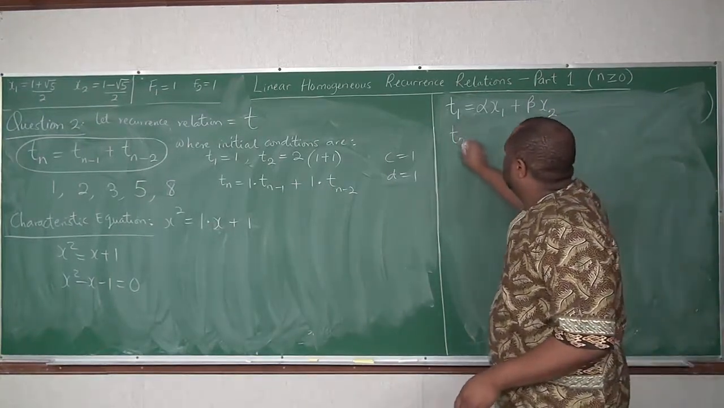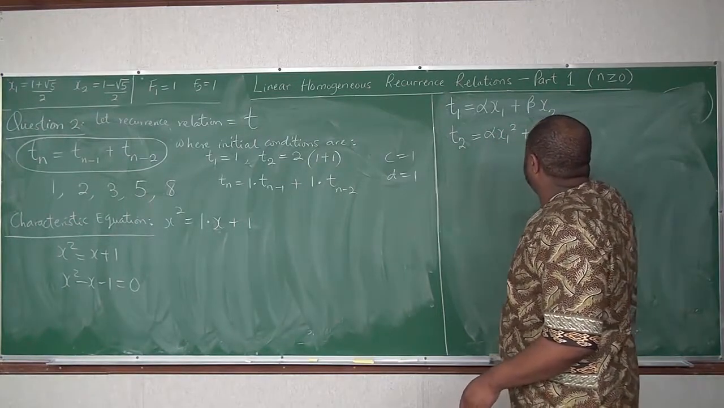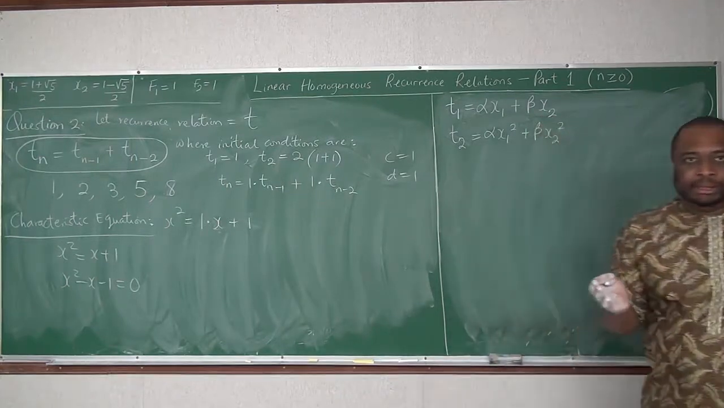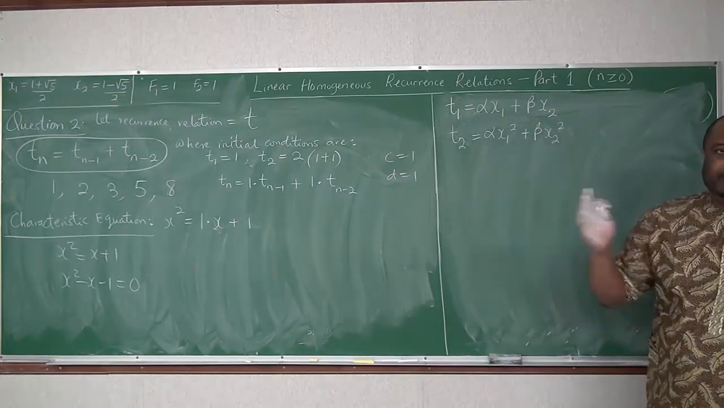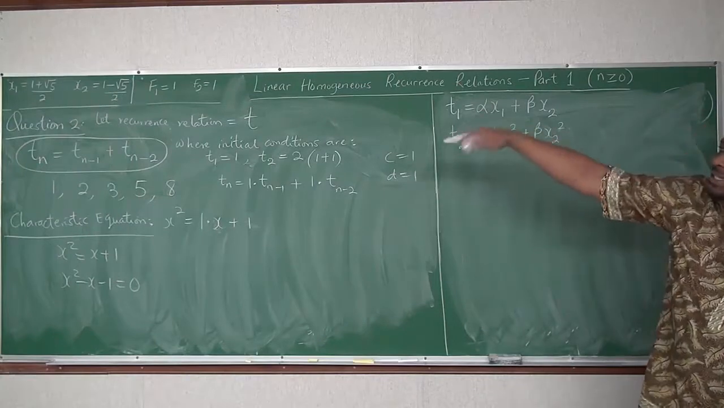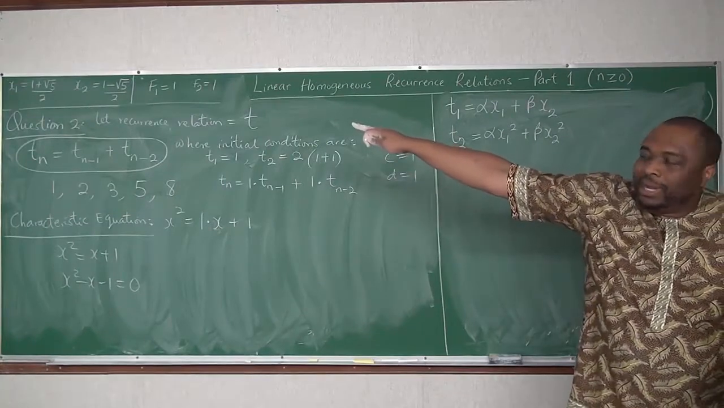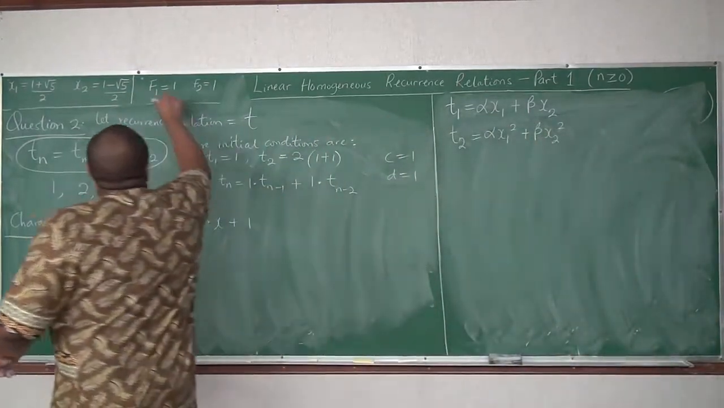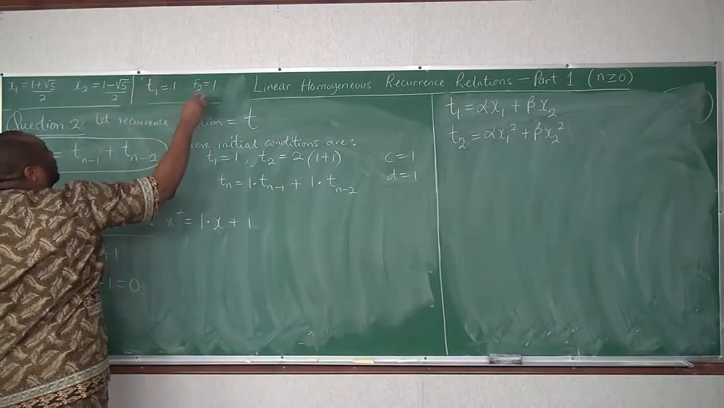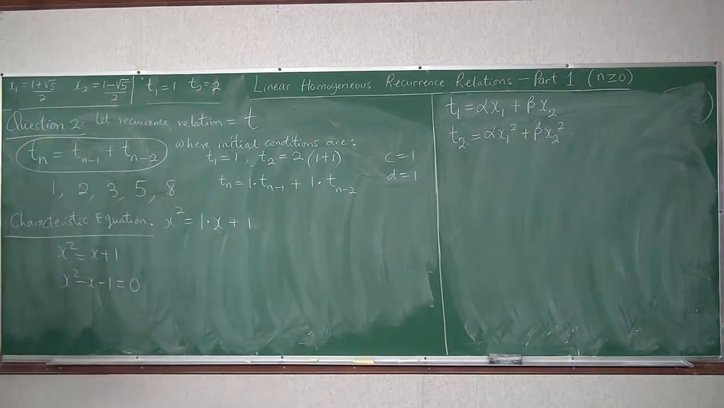And our T2 will be alpha x1 squared plus beta x2 squared. Because this video is getting too long, we don't have to start over. Our characteristic equation is the same, so the roots are still valid. It's just that in this case, our T1 is 1 and our T2 is 2. That is the only thing that changes in this case.